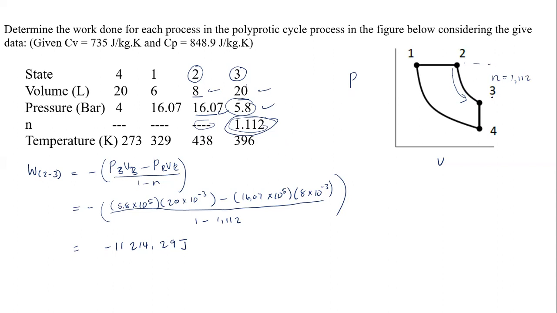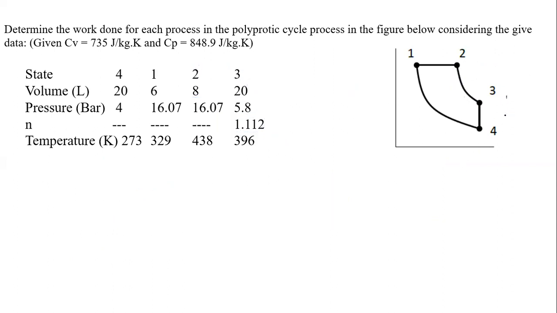Now we're going to move from state 3 to state 4, right? So to move from state 3 to state 4, we're going to determine the work done from state 3 to state 4. Again, here we have the PV diagram. So now let's analyze the states from 3 to 4. What is changing? It is the pressure, right? The pressure is changing. But what about the volume? We can see that the volume is constant.